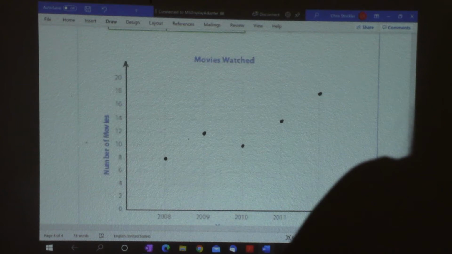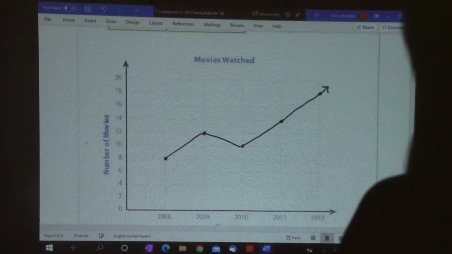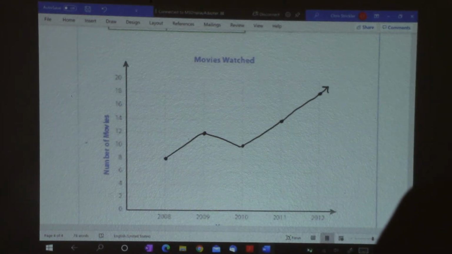I don't know what 2007 was, so I'm just going to start here. And you can see what the trend is, if there is one. Sometimes it's that things don't change. Here you can see that over time they're watching more and more movies at home, which would make sense because movies are easily accessible more so at home as time goes on. And also movies are getting more and more expensive in the movie theater. So anyway, that's what a line graph is.